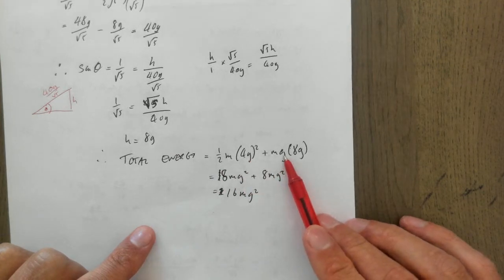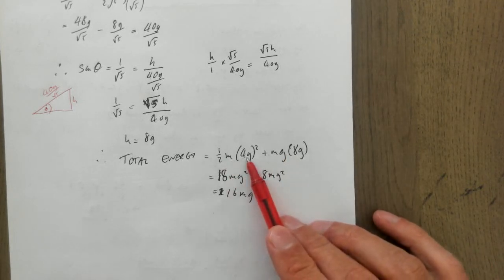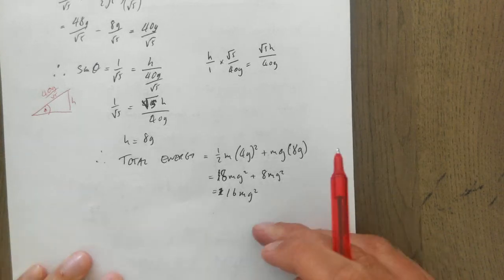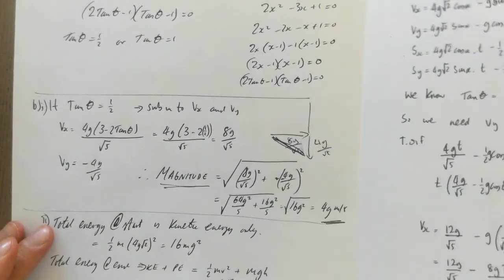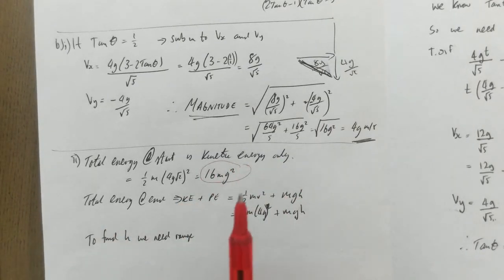Put it into your total energy at the end of the time of flight. So that's the magnitude we worked out earlier. That's the height, 16 mg squared. That's the same as we got for the total energy before, which is what we expect. Total energy before is equal to total energy afterwards.